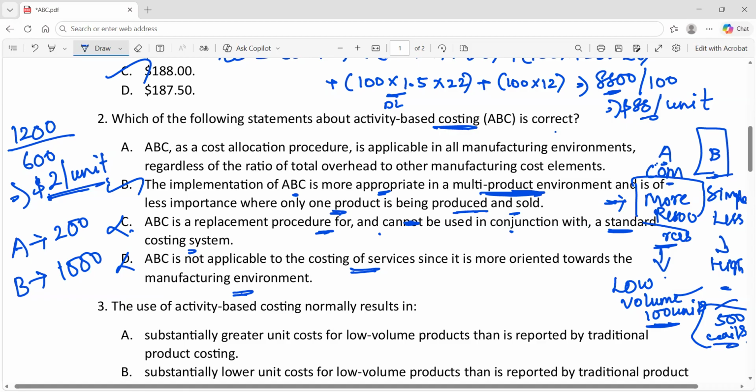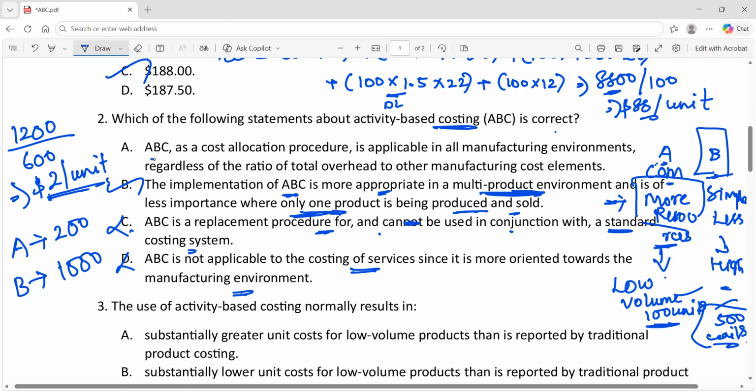So implementation of activity-based costing is more appropriate in a multi-product environment. Whereas if you're producing only one product, in those cases, you can go ahead with absorption costing because there is no differences in the resource consumption between the products. Why? Because you're producing only one product, right? So it is better to employ activity-based costing system in a multi-product environment. If the company is producing only one product, they can go ahead with absorption costing.